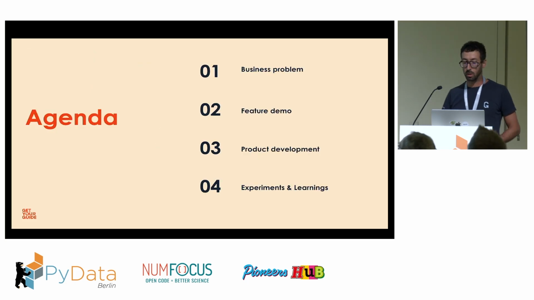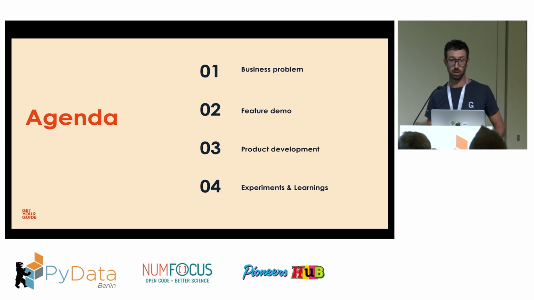Cool. I will divide the presentation into 4 sections. So first, I will show you what our business problem is. Then I'll show you a recording of how the feature looks in production, so you can have a concrete sense of why we built it and how it works. Then I will cover how we developed the product with more technical setup, and then I will show you all the experiment journey we had and the learnings.